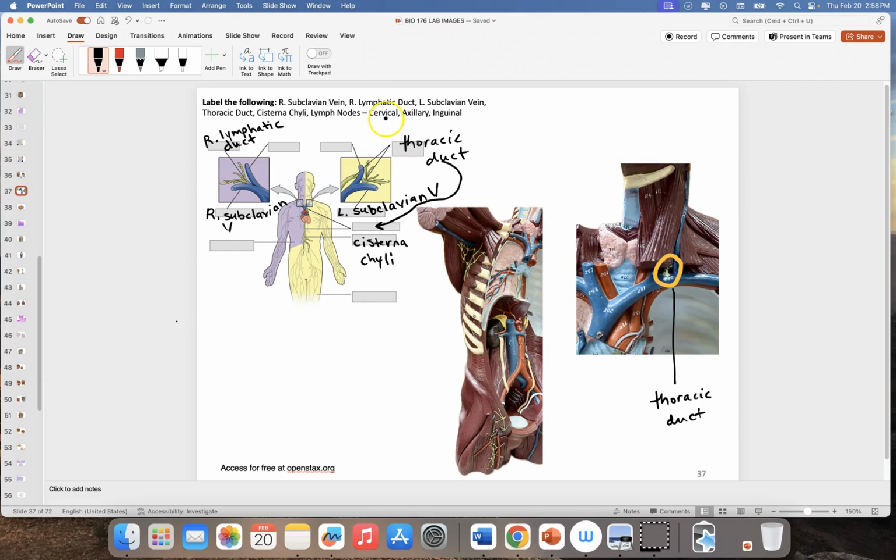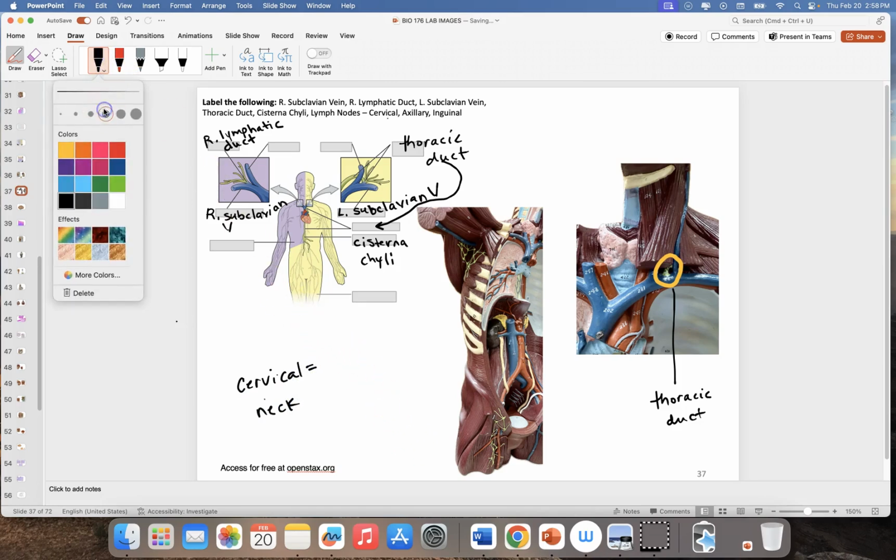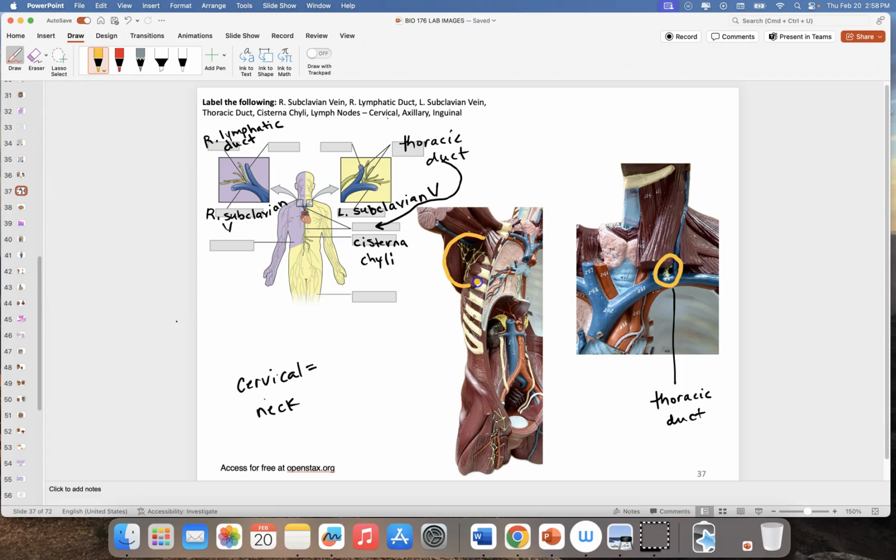For cervical, we don't have on the model the representation of cervical lymph nodes. What you can do is just make a note for yourself that cervical lymph nodes are going to be found in the neck area. But we can see our other two, and I'll circle those groupings of lymph nodes. So we've got these groupings of lymph nodes here and here.